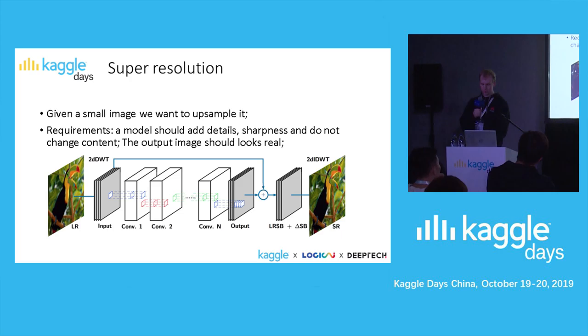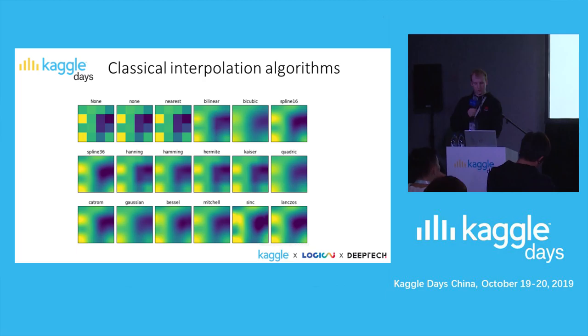And also a requirement is that the output should be sharp and the model shouldn't change the content of the image. And of course the output image should look real, I mean, for a human.